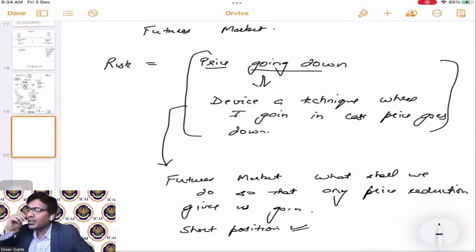Harshad is asking, sir, if in short, investor should get margin as he's selling. No, no, Harshad, no. Okay, Harshad, I'll explain your query.